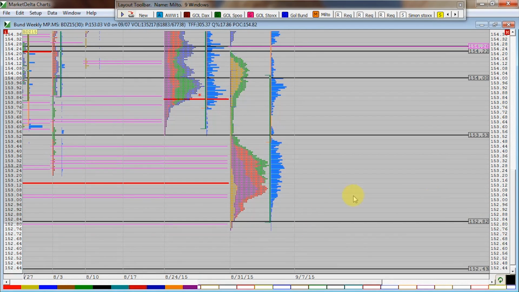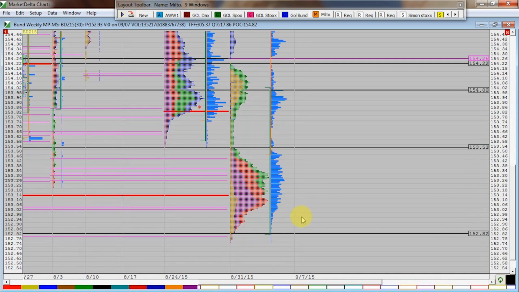Down to this area here, if we do get back inside here, there could be an argument once we get back into this value area, we might want to come back and test these 152.82s. I don't think that would bode well for the bulls though, so just bear that in mind.